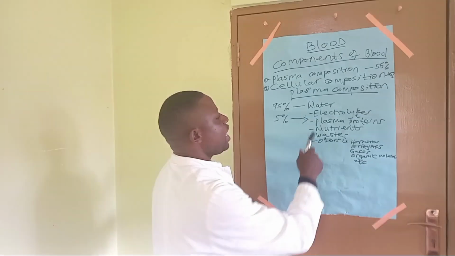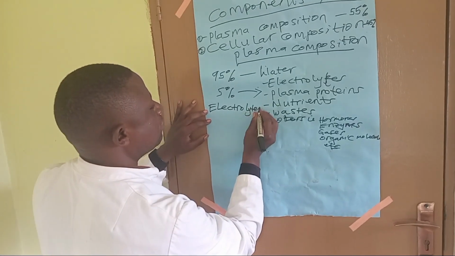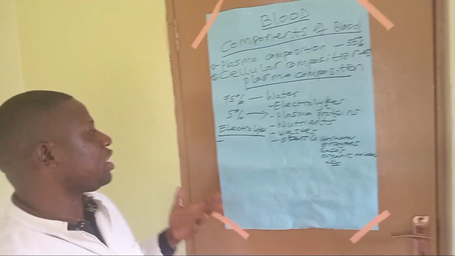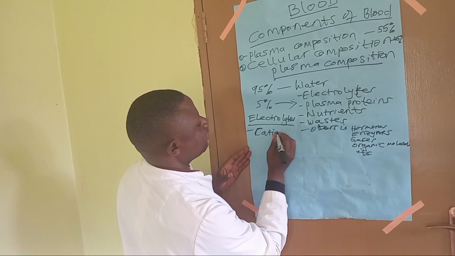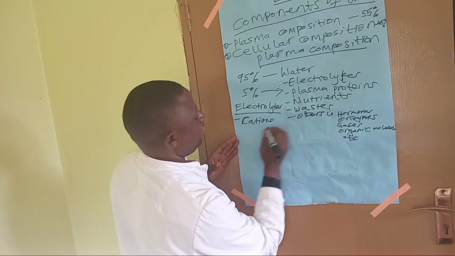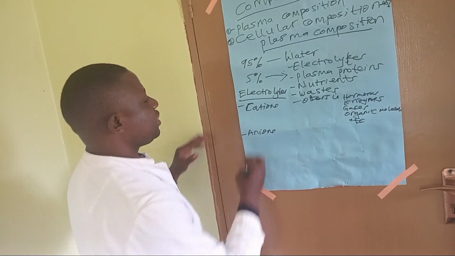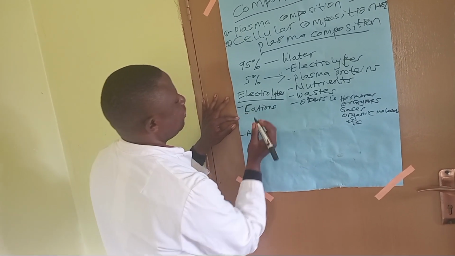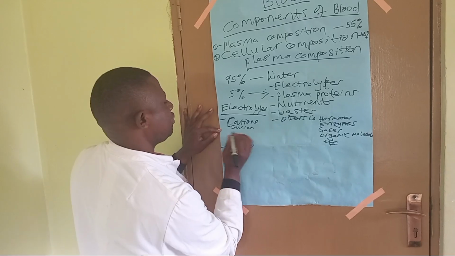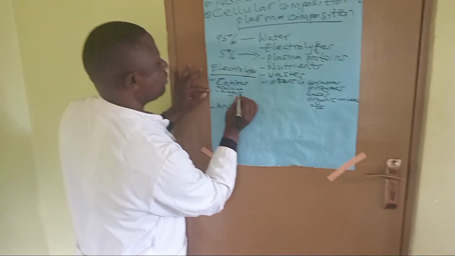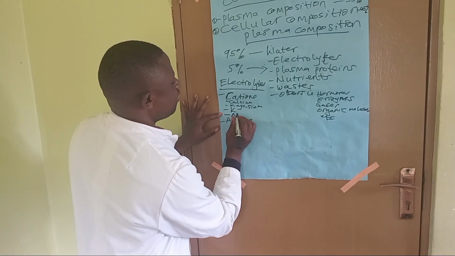But even these ones are also in the plasma. Now, let us look at the electrolytes. The electrolytes are of two types. We have the cations and the anions. Now, under the cations, we have like the calcium, we have magnesium, we have the potassium and the sodium.